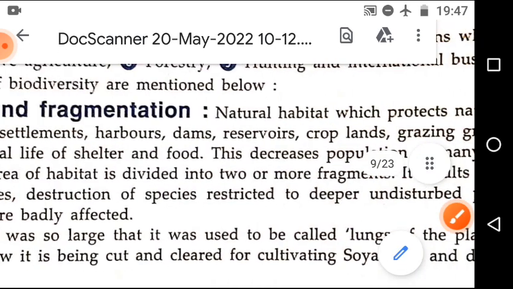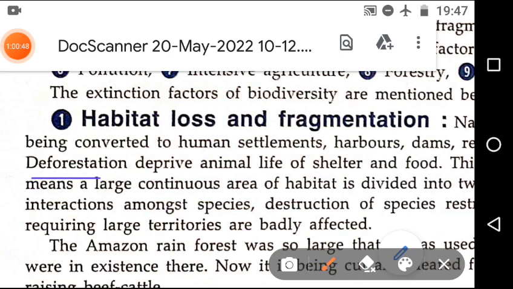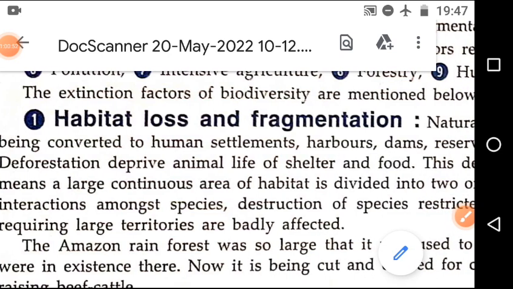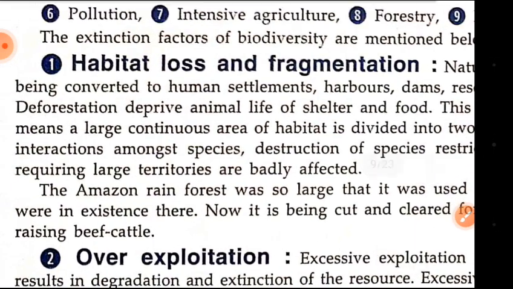Then it says, deforestation deprives animal life of shelter and food. Now due to deforestation, animal life gets deprived of shelter and food. Most of the animals are getting less food due to deforestation.